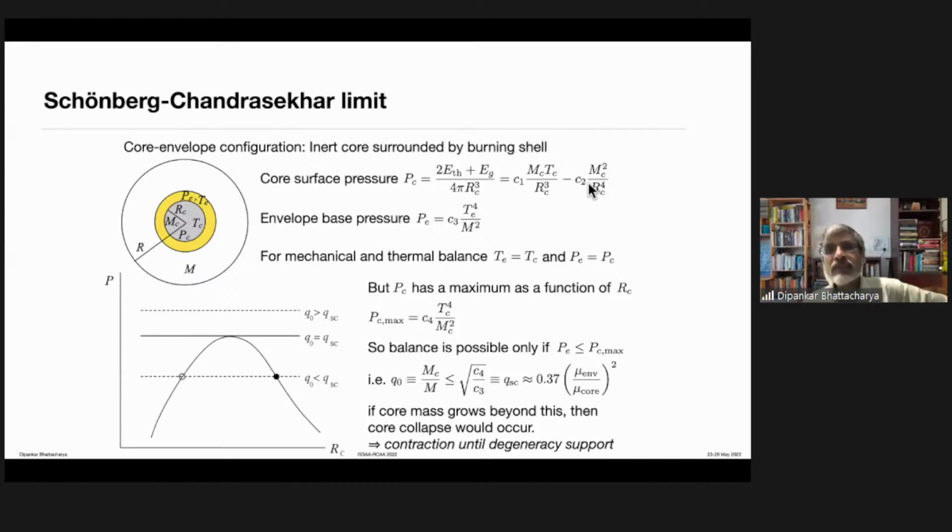The core surface pressure now has two terms. One that is proportional to mc divided by rc cubed. Other that is proportional to mc squared divided by rc to the power of 4. As you can see, the radial dependence of these two terms are not the same, and this will play an important role in deciding the fate of the core.